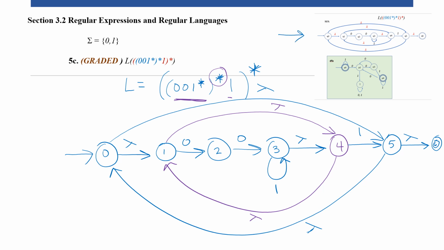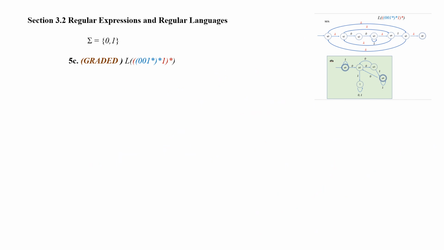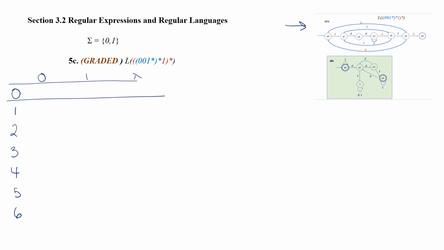It's much nicer. So now we're going to do the table method to convert it to a DFA and practice with the lambda. We already drew this NFA in the last video. So I'm going to now use the table method to convert the NFA to a DFA. So let's get started. We have 0, 1, 2, 3, 4, 5, and 6 with a 0, with a 1, and with a lambda. So let's draw our table here.